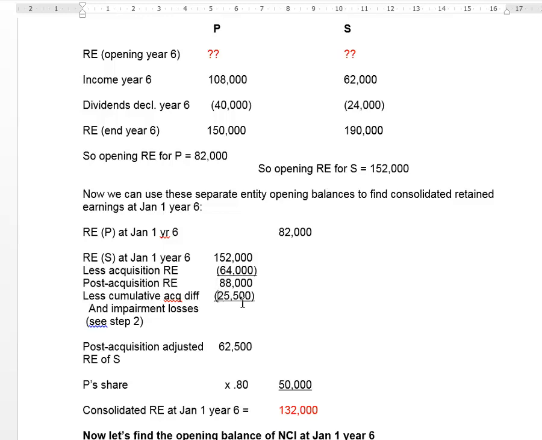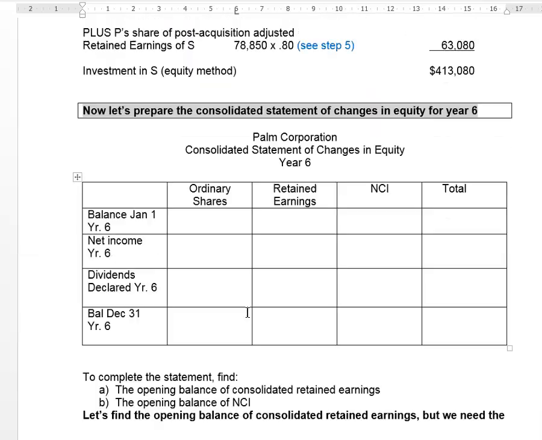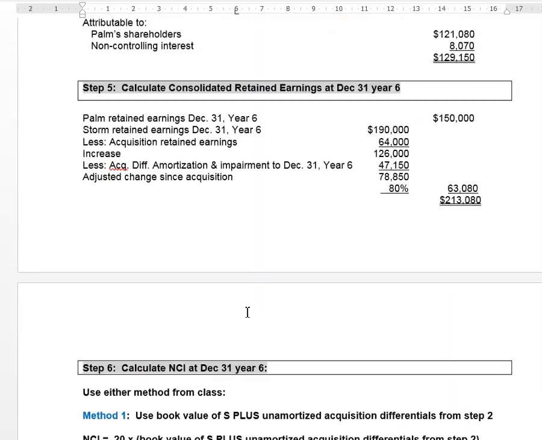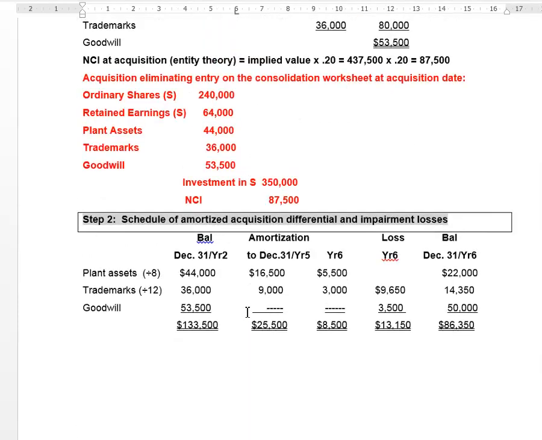But don't forget, we had also adjusted retained earnings, or adjusted income, each year from years 3, 4, and the entire year 5. In step 2, we gave you those amounts. Cumulatively, we made adjustments every year to the sub's income that totaled over a 3-year period 25.5. So if we're not sure about that, we can go get that in step 2. So let's go back and see if we can reconcile this 25.5 I'm giving you. Go back to step 2.